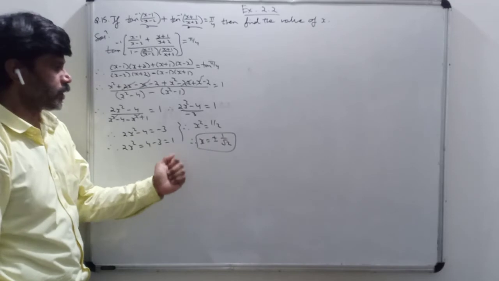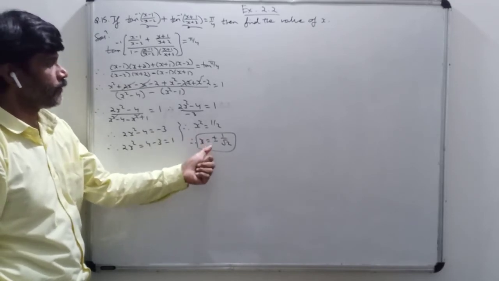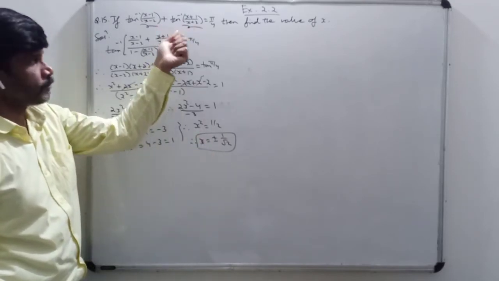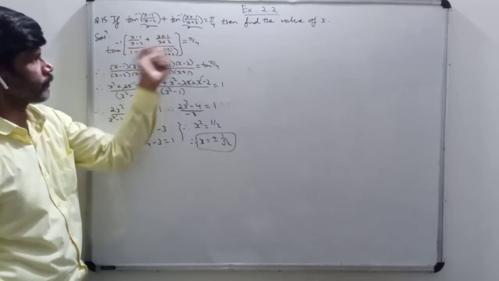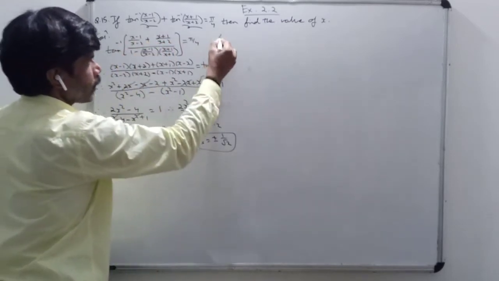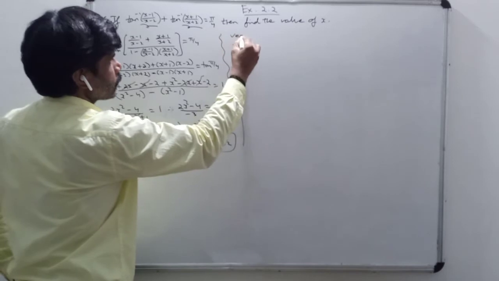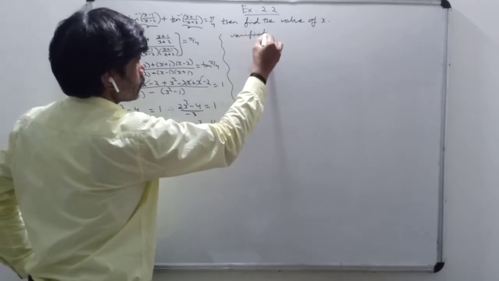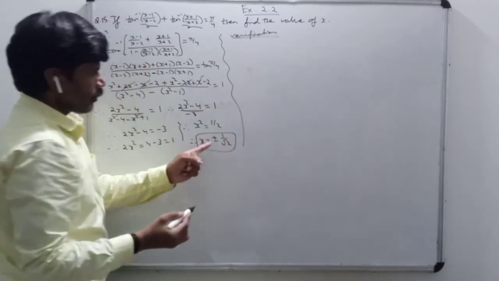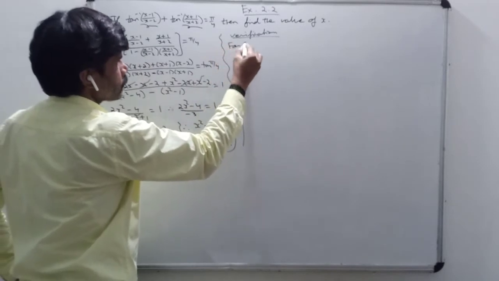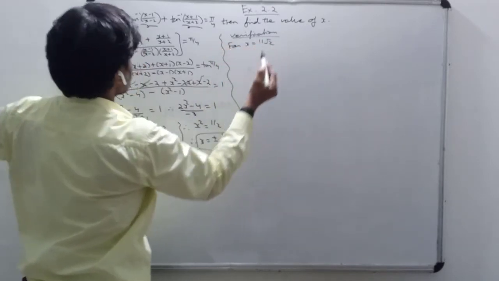So here verification is important. We will see whether these values are satisfying this equation or not, because we have assumed here what? xy is less than 1. Okay, so now I am doing the verification. First, for x equal to 1 by root 2, what is the LHS?